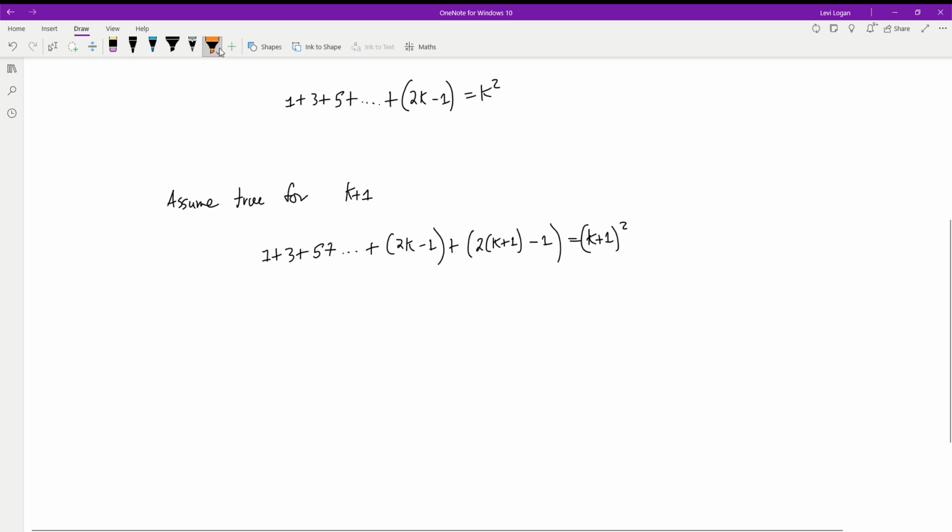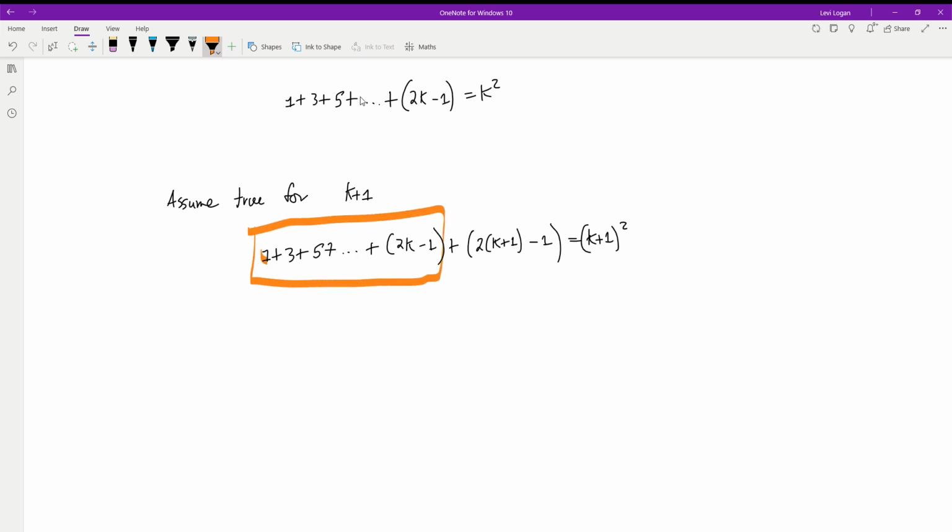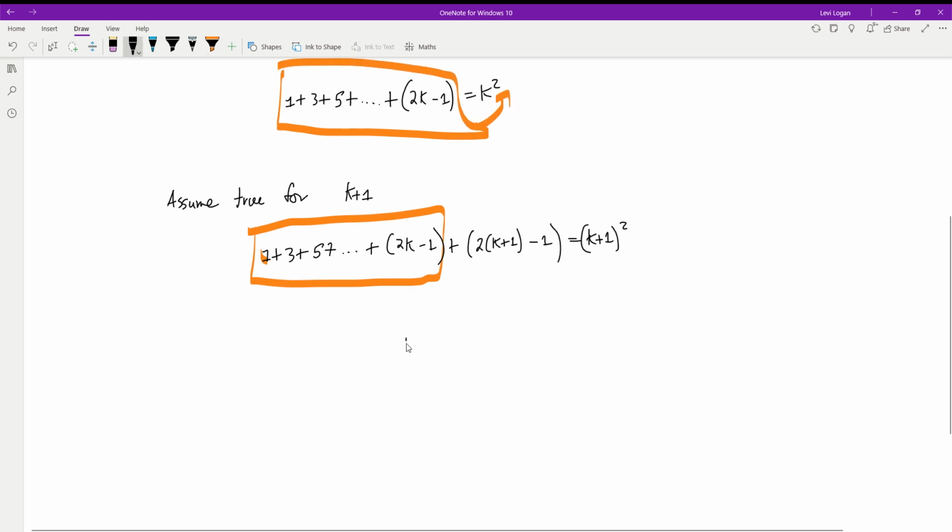Now the induction bit is that we have to recognize that this entire bit here is actually this bit up here, and that's equivalent to k squared. So we can make the substitution that k squared is that bit there. So we substitute that in, and we go plus 2k, distribute this here, plus 2 minus 1 is equal to k plus 1 all squared, okay?